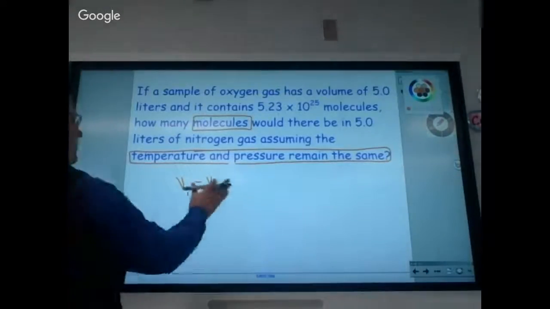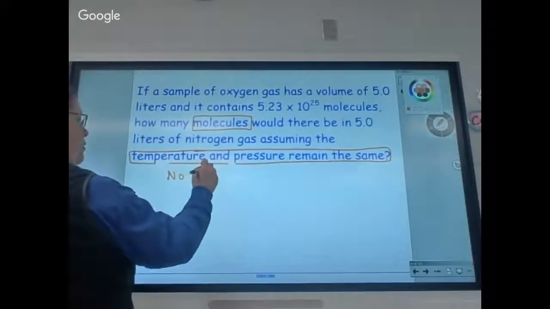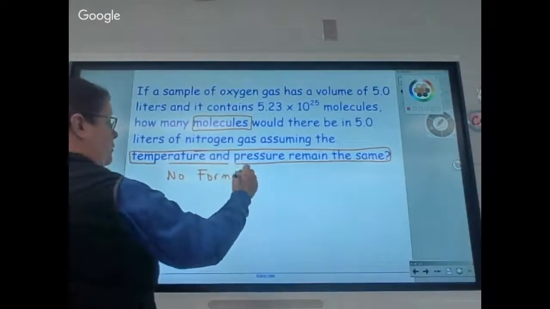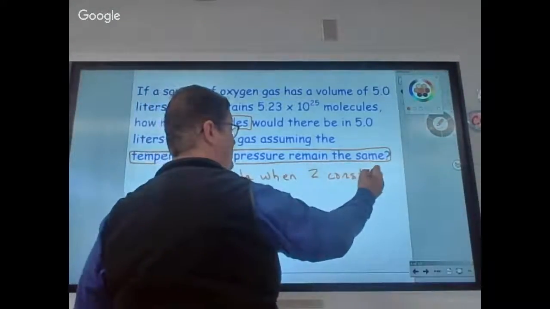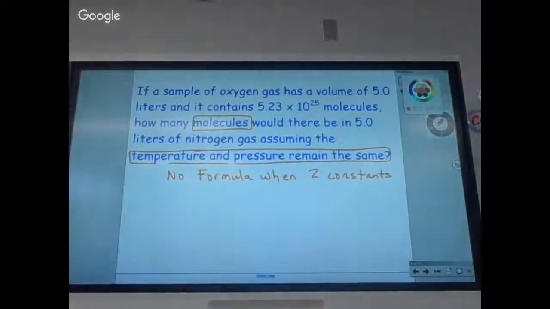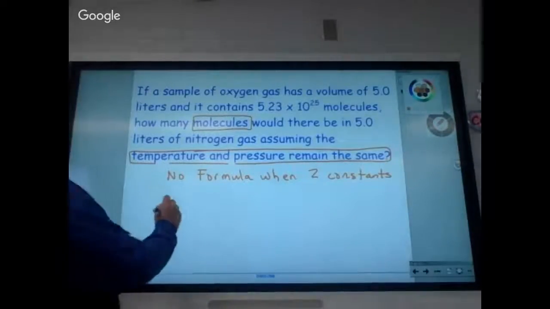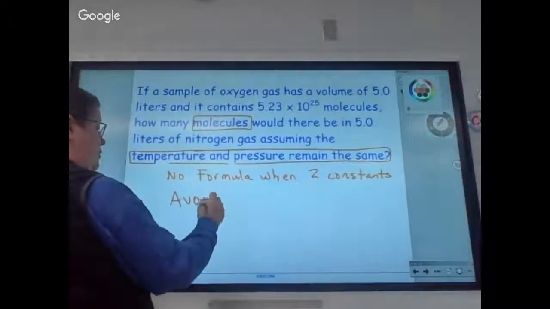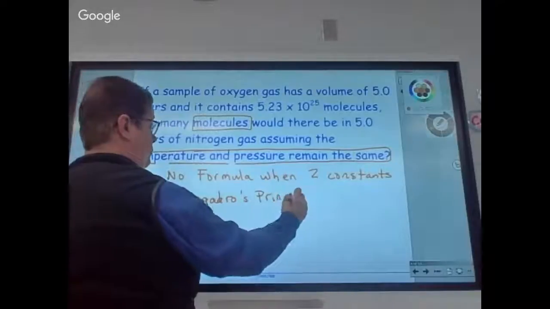All right, so when both of them are constant, there's no formula when there's two constants. Okay? There's no formula when there's two constants. That's the first thing we should notice. All right? We also notice there's molecules. So, when there's two constants, this should tell us that we're using Avogadro's principle. Okay?